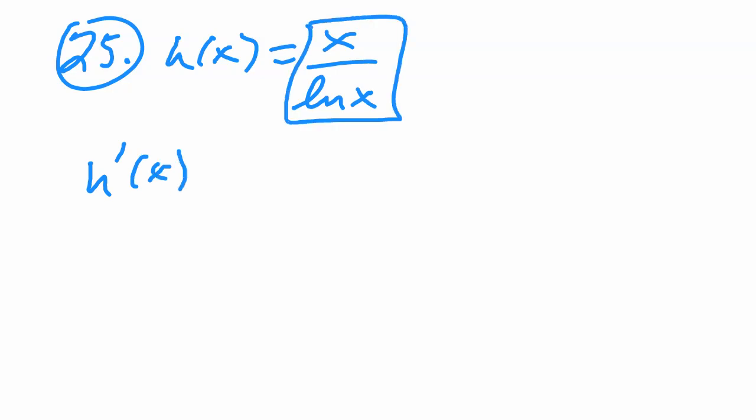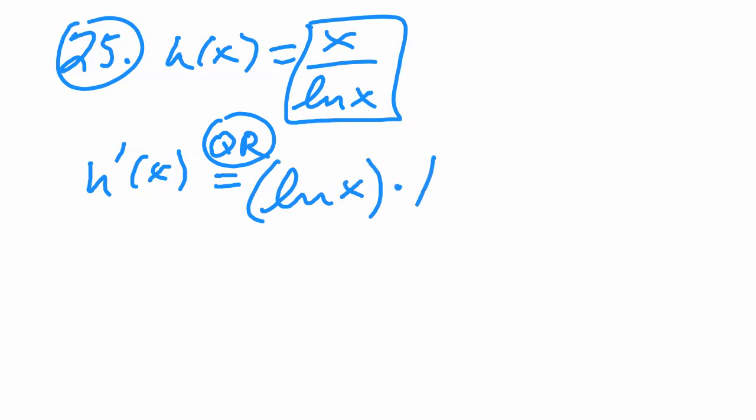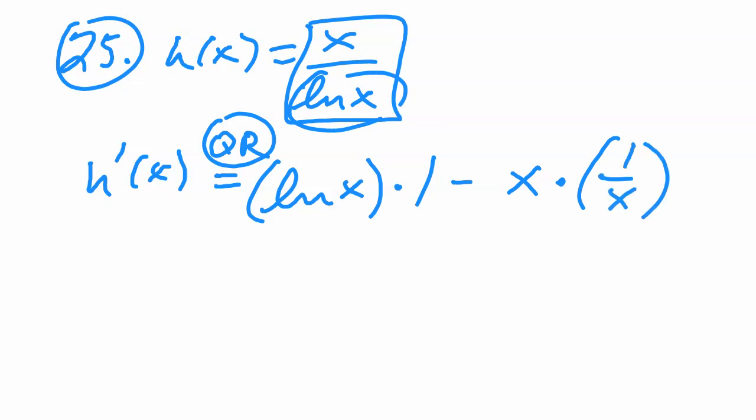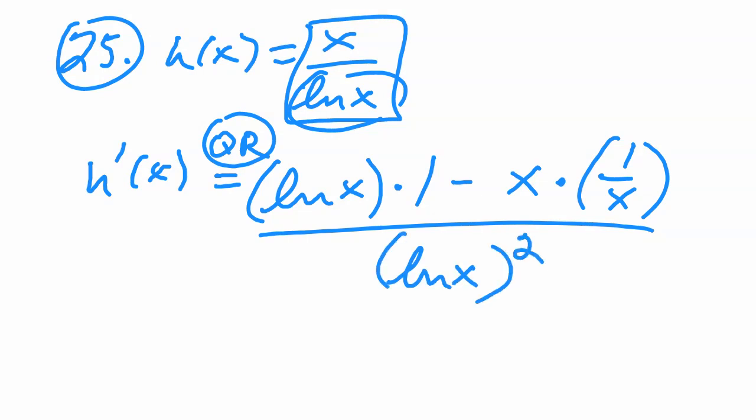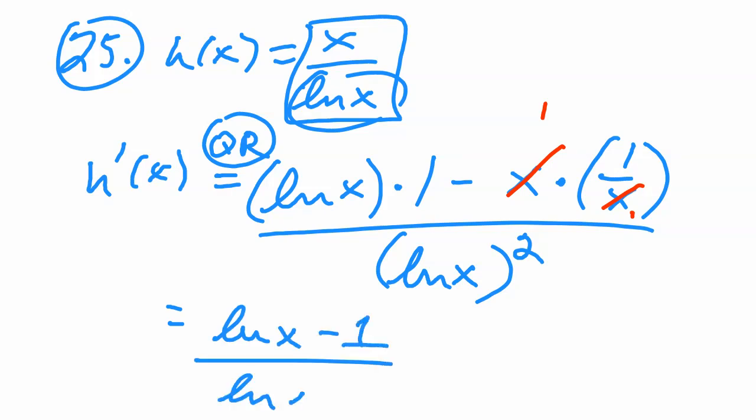Well, what I have here is a quotient, so I've got to use the quotient rule. So I'm going to put quotient rule right here. It's going to be the bottom one times the derivative of the top one. The derivative of x with respect to x is 1, minus the top one times the derivative of the bottom one. Well, the derivative of the bottom one would be the derivative of the natural log of x, which is 1 over x. And then all over the bottom one squared, which is natural log of x, quantity squared. Okay, so what I can do is a little algebraic simplification here. This x and this x cancel the ones. And so what I have is equivalent to the natural log of x minus 1 all over the natural log of x quantity squared. And once again, this is h prime at x.